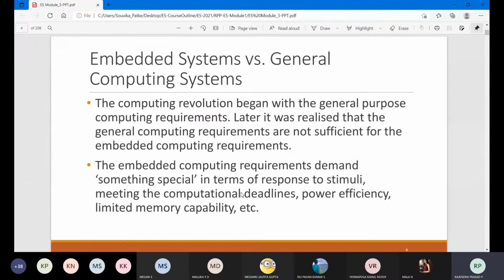Embedded system versus general computing system. So the computing revolution began with a general purpose computing requirement. Later it was realized that the general computing requirements are not sufficient for embedded computing requirements. See, the mobile phone was built only for calling purposes. Now, apart from calling, we are doing everything using this mobile phone.